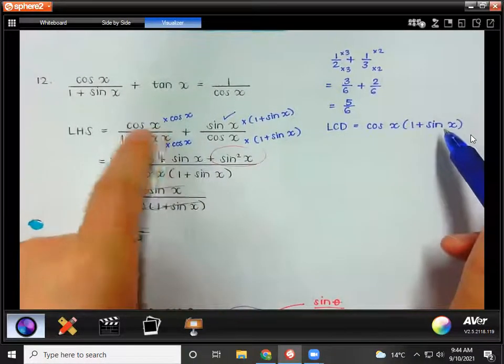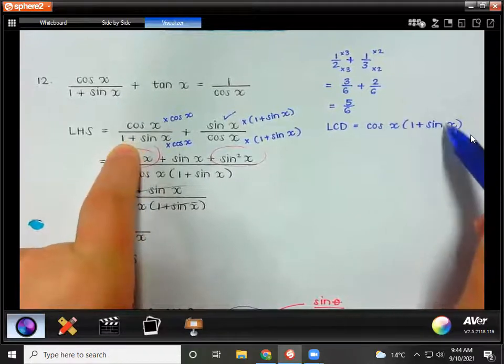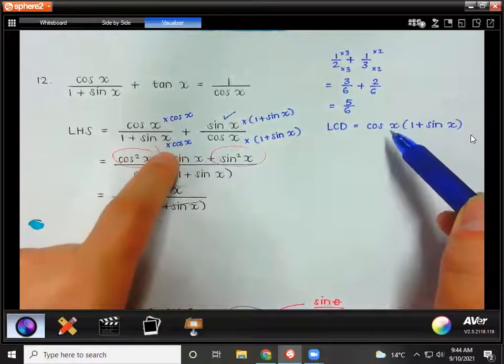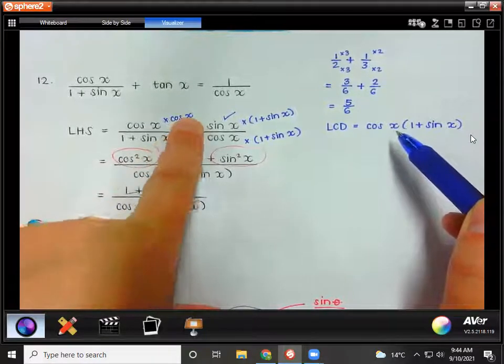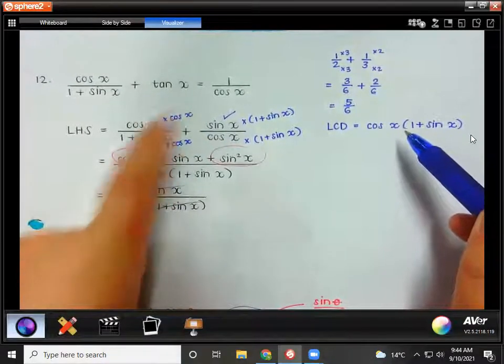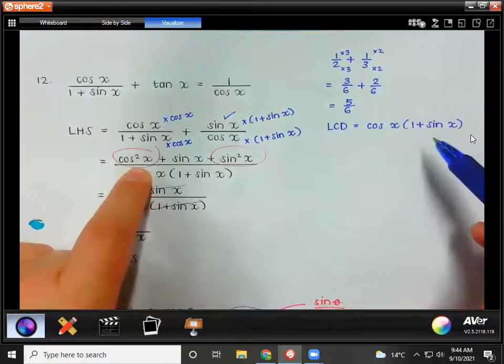So you need to ask yourself, you can see I wrote it here: what must I multiply this denominator by to get it to this? If I already have 1 plus sine x, I need to multiply it by cos x. But then I must do the same thing at the top. So that is where my cos squared x came from in the next step. It's because I did cos x times cos x, which is cos squared x.